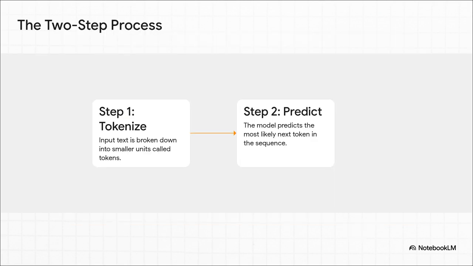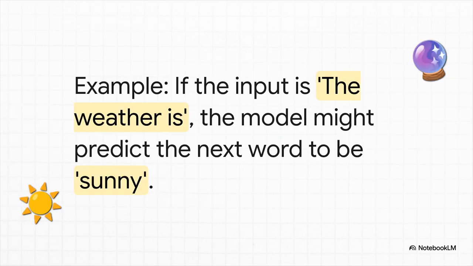So, how does it do it? Well, you can think of it as a simple two-step dance. Step one is tokenization. The model takes your sentence and chops it up into little pieces, kind of like Lego bricks. These tokens can be words or sometimes even just parts of words. Then comes step two, the actual prediction. The model looks at the sequence of bricks it's got so far and calculates the most statistically likely brick to snap on next.